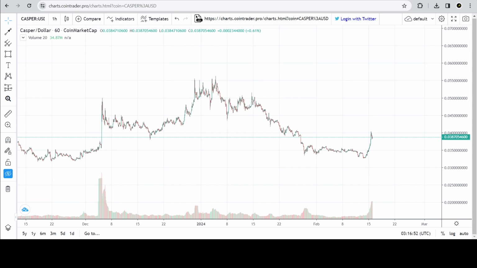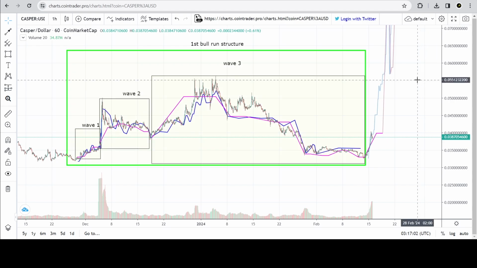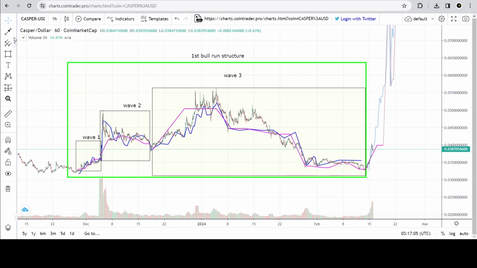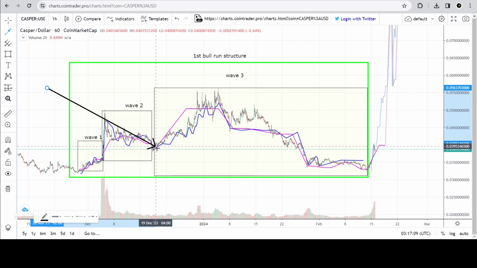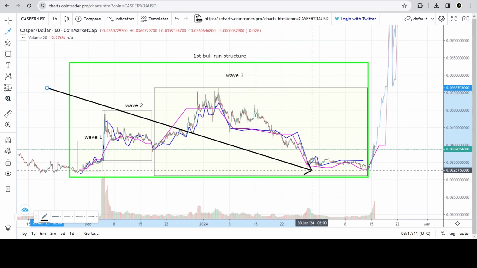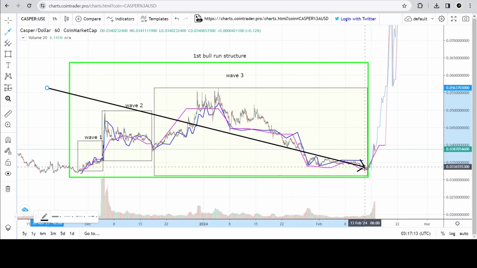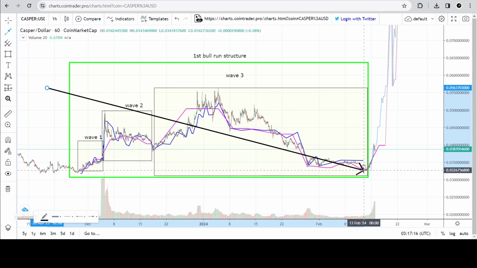Folks, we have completed the first Casper bull run structure. As you can see, this first bull run structure is now complete. We have completed wave 1, we have completed wave 2, and we have completed wave 3 with the final bounce that takes place at the end of this structure.